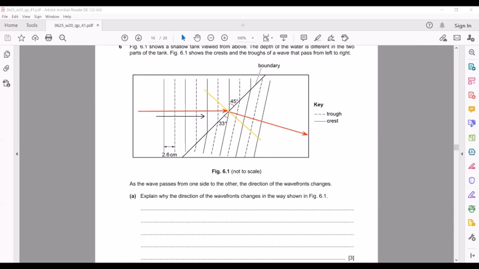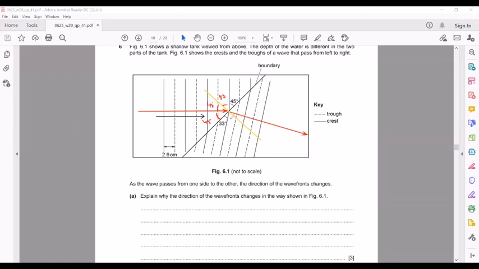This is a normal, which is perpendicular to the surface. So when we work out the angle, this angle will be 45. As the wavefronts are there, the surface, the total angle, this is 45. So the remaining angle is 45. The total angle is 90. So what is this angle? This angle is also 45.